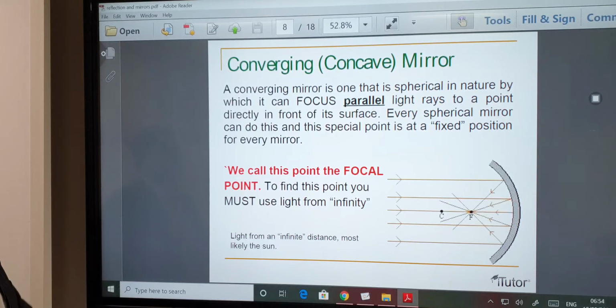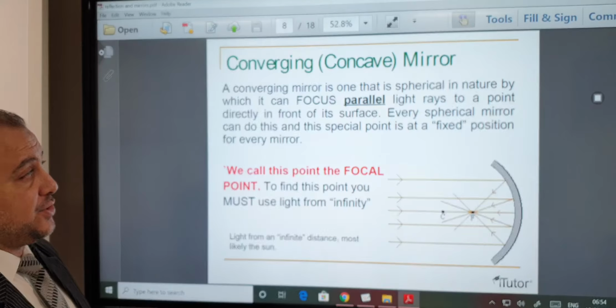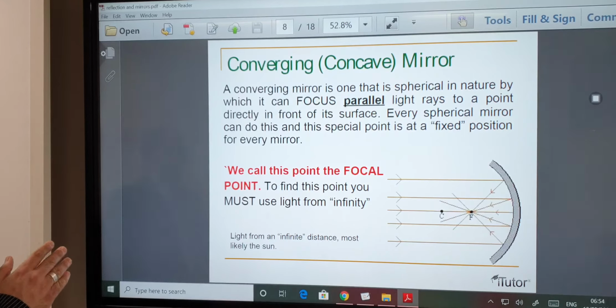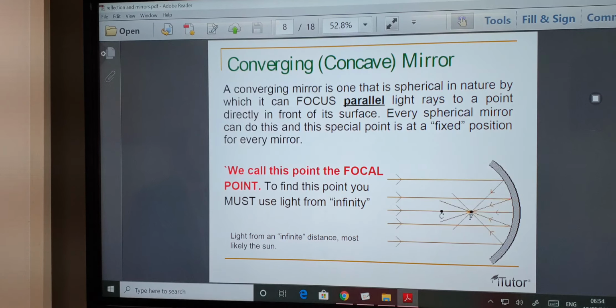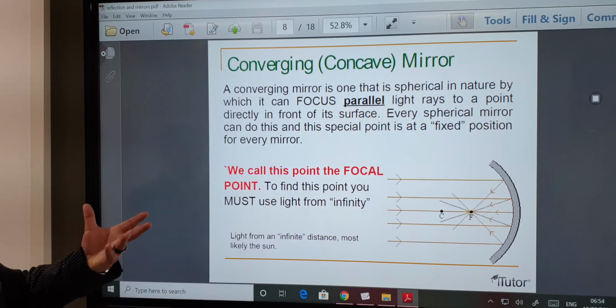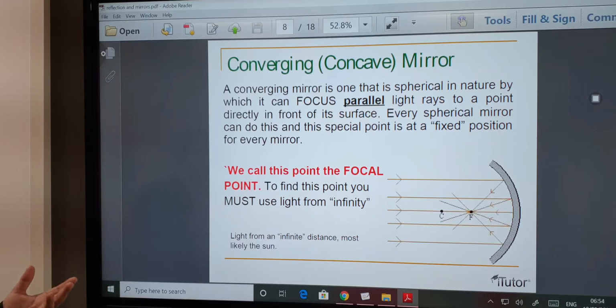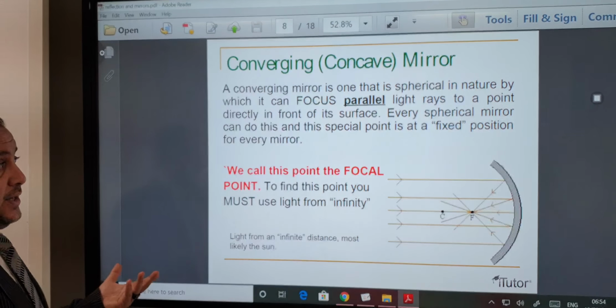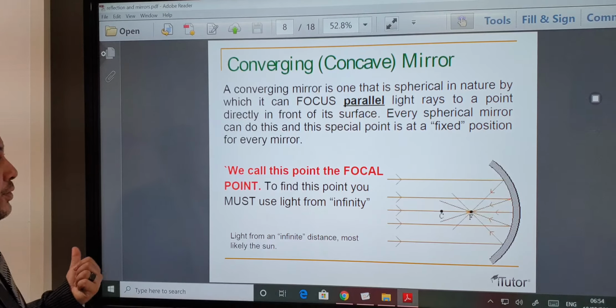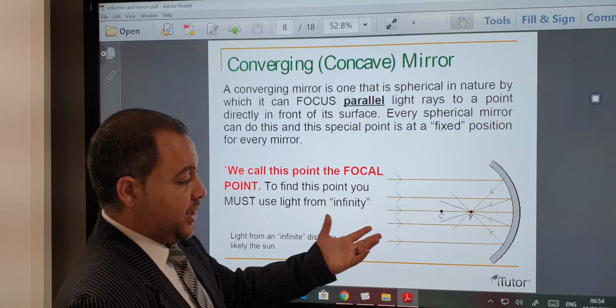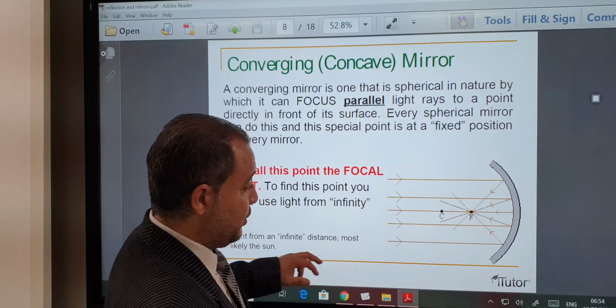A converging mirror, that's the concave mirror, is spherical in nature, by which it can focus parallel light rays to a point directly in front of the surface. Every spherical mirror can do this, and this special point is at a fixed position for every mirror. We call this point the focal point, as we said before. To find this point, you must use light from infinity. These are the rays through the concave mirror.